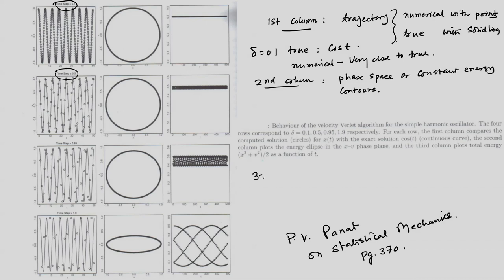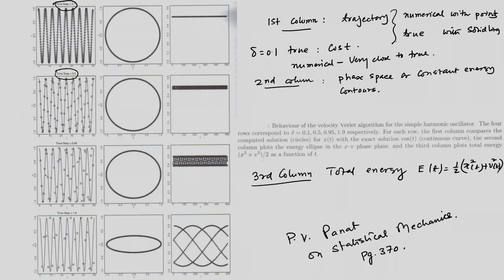Now, the last column, the third column, is basically the total energy E as a function of t, which is half x square plus v square, all right. So, this is showing just a sharp line at a value half, as a function of time, and time goes from 0 to some 500 time steps, and they are still at that value 0.5. At these larger time steps, even though the phase space trajectory looks circular, the energy actually has broadened.